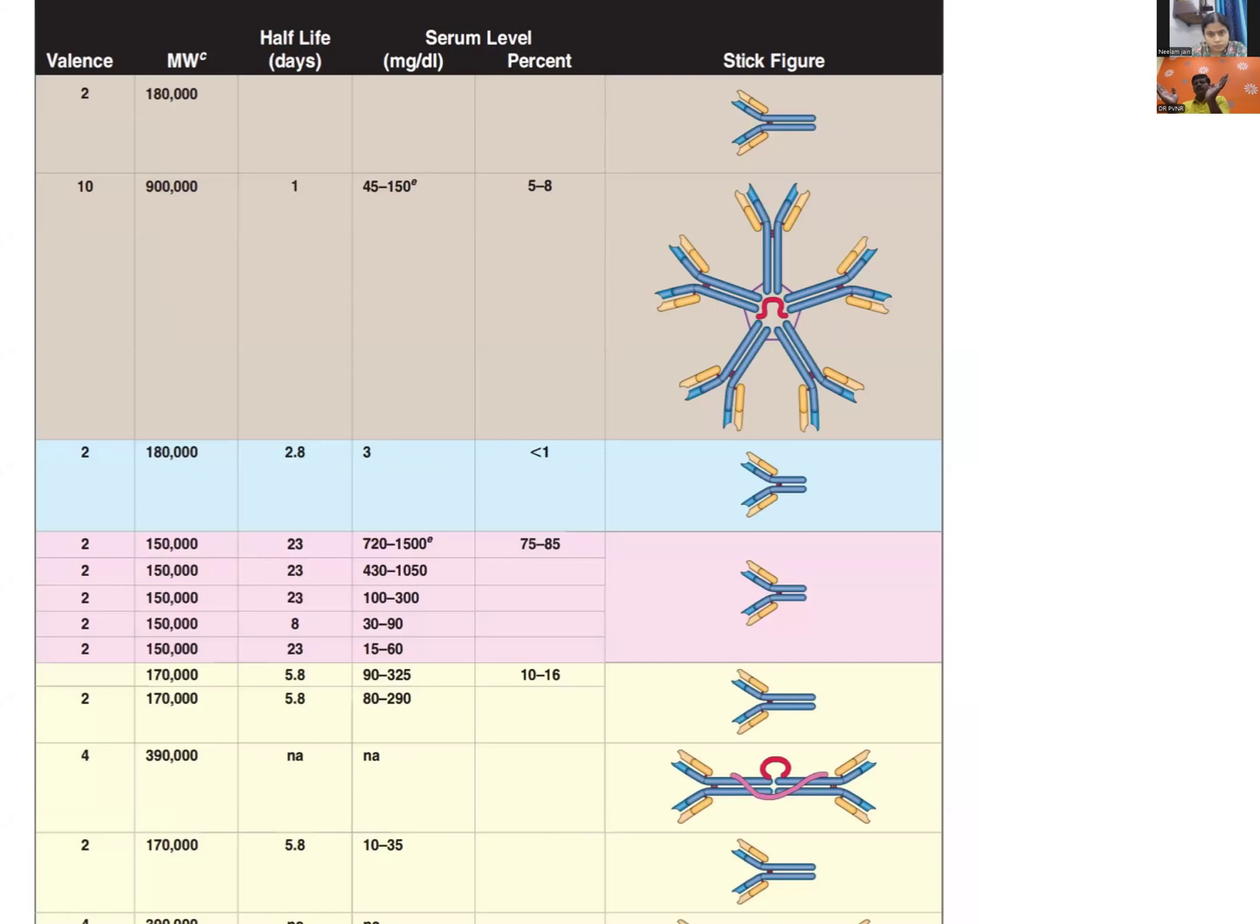Is it clear? So one antibody molecule will bind to 2 antigens. Then if you go here, the IgM molecule will bind to how many antigens? Give the answer. 10, sir. How many? 10. Very good. IgA? 4. IgA is a dimer, so it's 4. Very good. You are all with me. That I can sense.